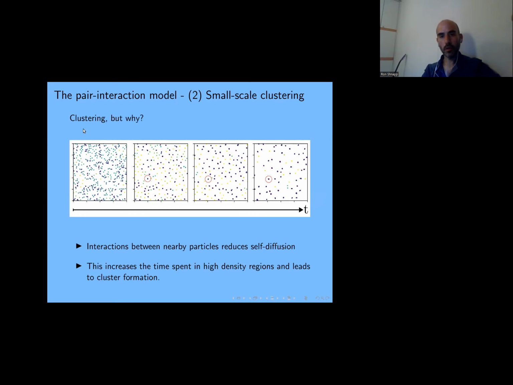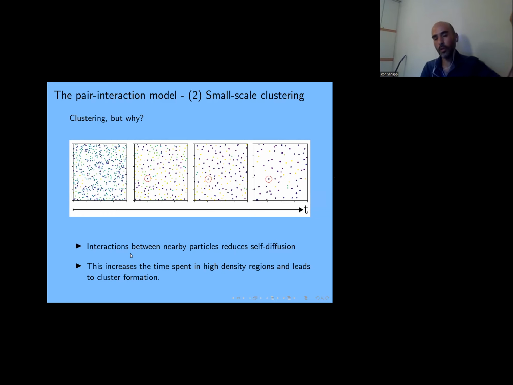So clustering, but why? I think I tried to convince you that we do have clustering in our model, also using this kind of plot. This was done in 2D in order to have a more strikingly visual effect that is more prominent in 2-dimensional simulations as compared to 3-dimensional simulations, but still.